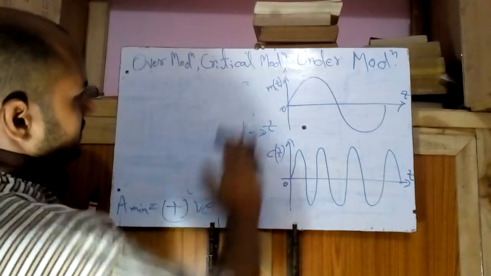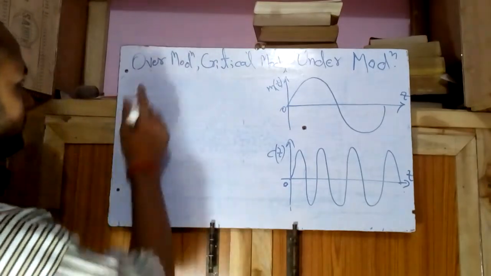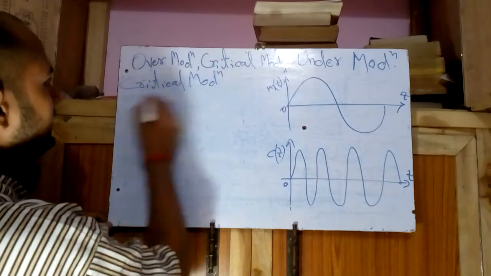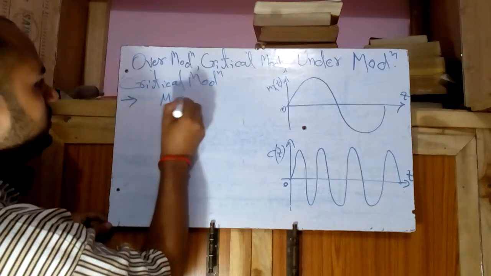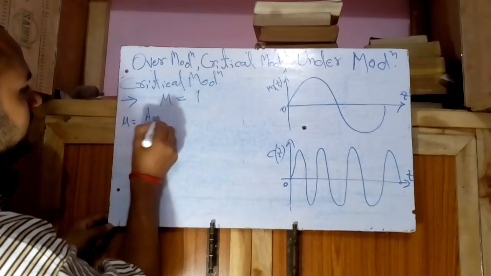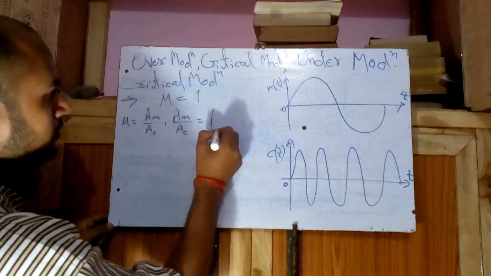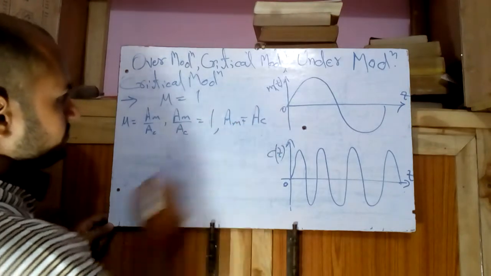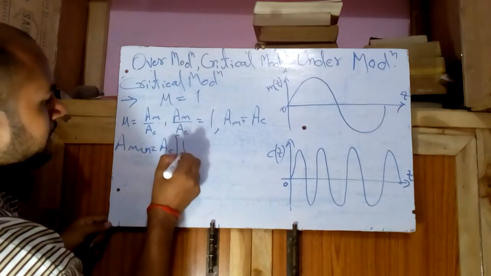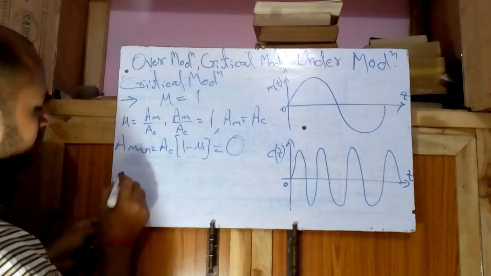Now see critical modulation. We know that critical modulation means mu is equal to 1. So mu is equal to AM by AC, that is 1, which means AM is equal to AC. So A minimum will be AC into 1 minus mu. Mu is equal to 1, so 1 minus 1 is 0, which means A minimum will be 0.